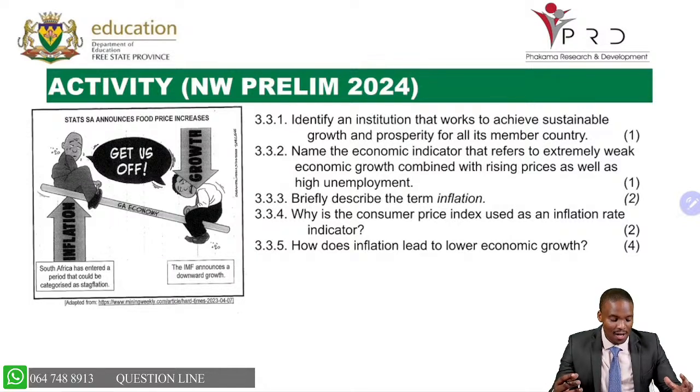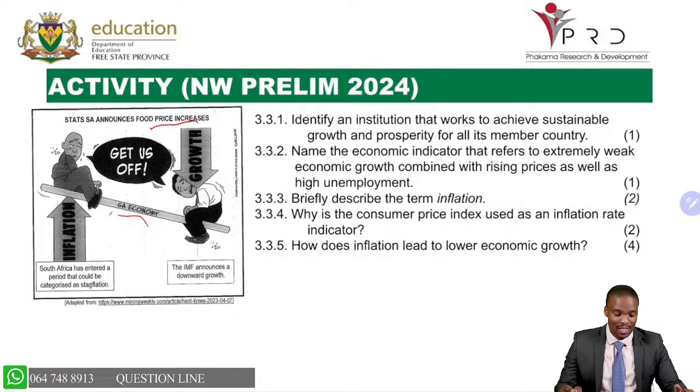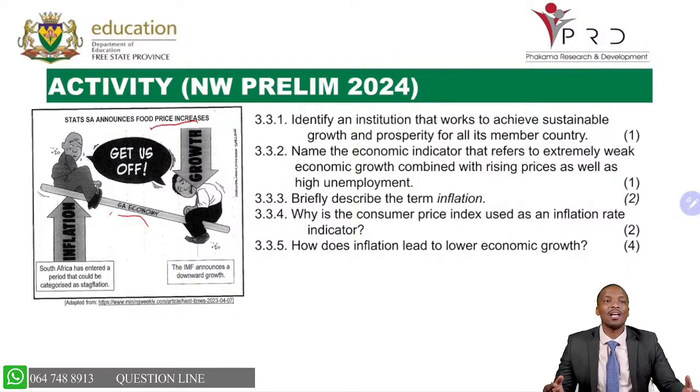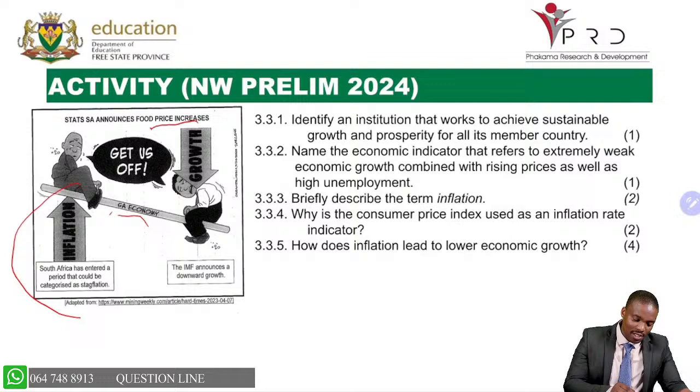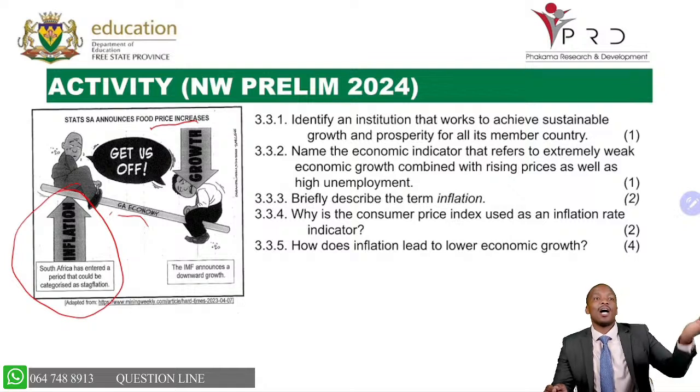Now, if you look here, there's a situation where Stats SA announces food price increases. And if you look here, it's like these people are actually playing, but it is the state of the economy, the way we find ourselves. So hence we need these indicators to look at where we are. If you look at the arrow on this side, it's inflation. It's increasing like nobody's business. So it's pushing us up.